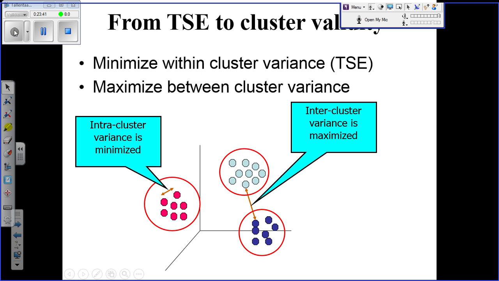Okay, but now back to where I started. So the key point is one idea. The second is this intracluster versus intercluster: minimize what is inside the cluster and maximize between the clusters. So how to do it?